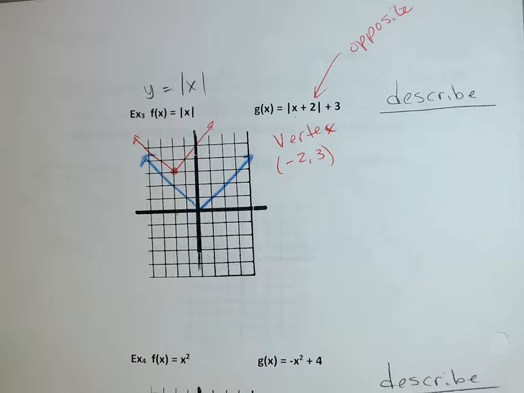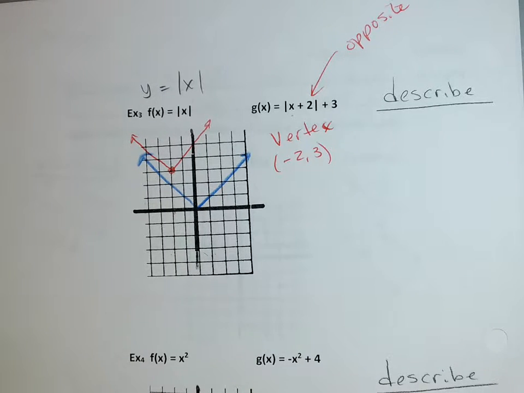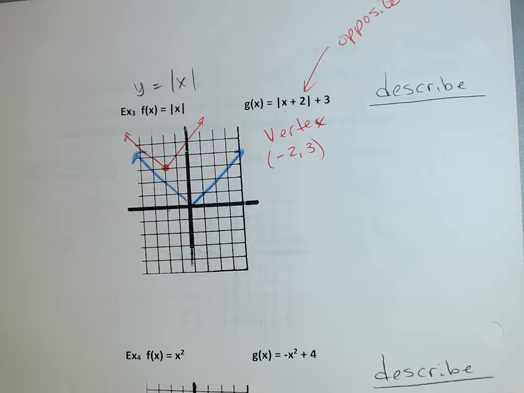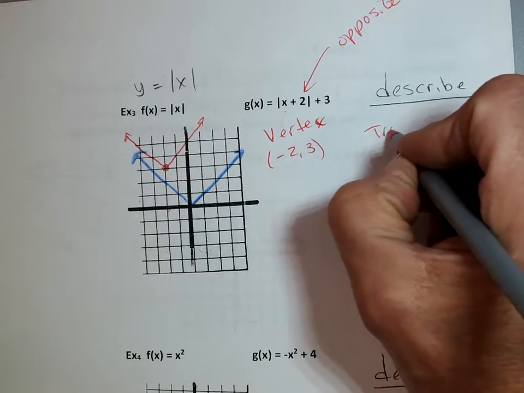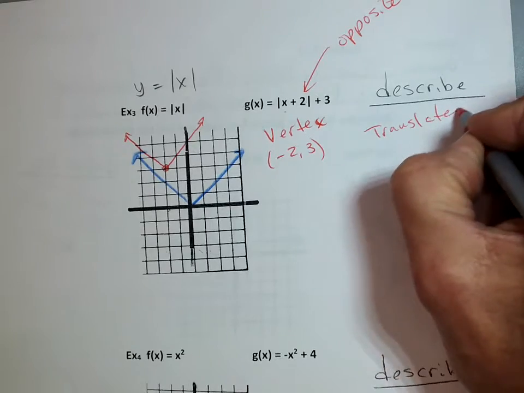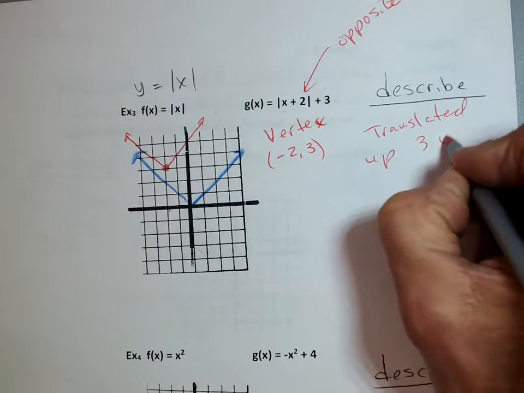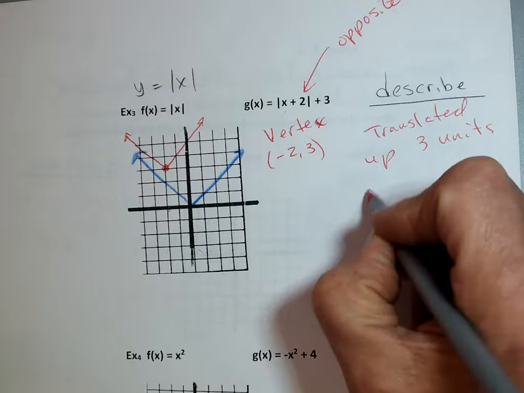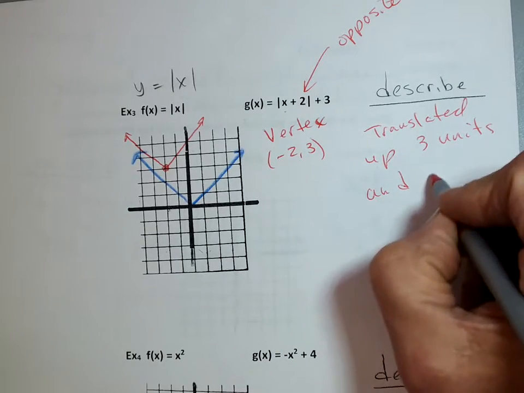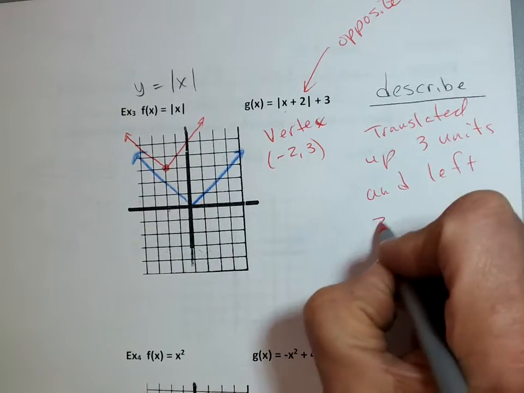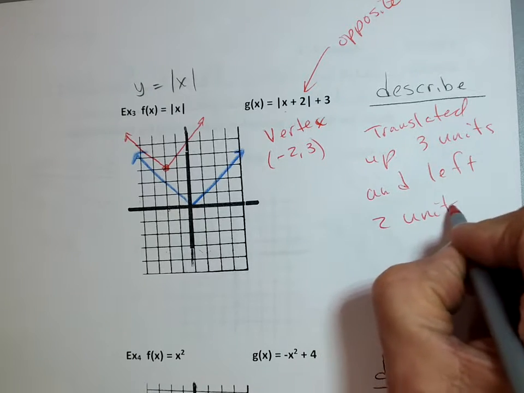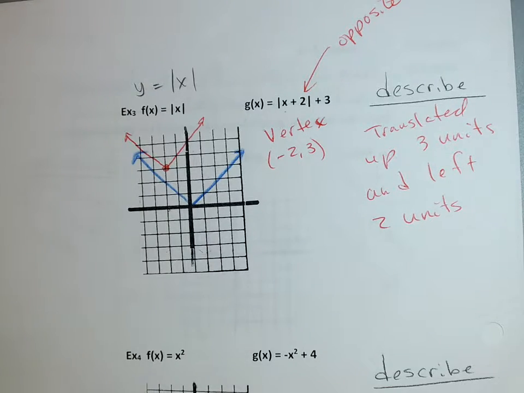How am I doing? So give me a description. What happened? Yes, Daisy. It translates up 3 units and to the left 2 units. Well said. Well said. Awesome.